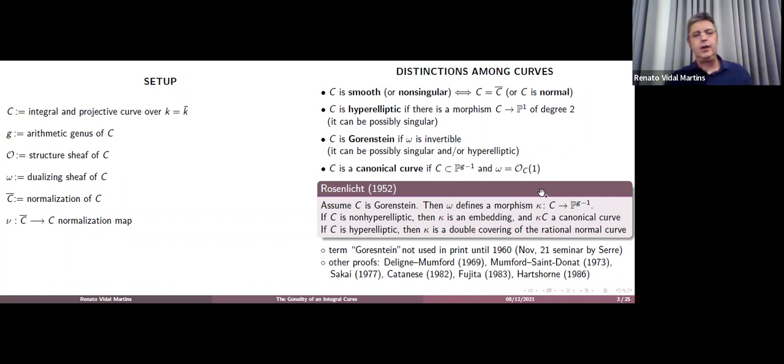And here are other proofs of the same result made by these authors. And finally, if C is non-Gorenstein, then it is necessarily singular and non-hyperelliptic.